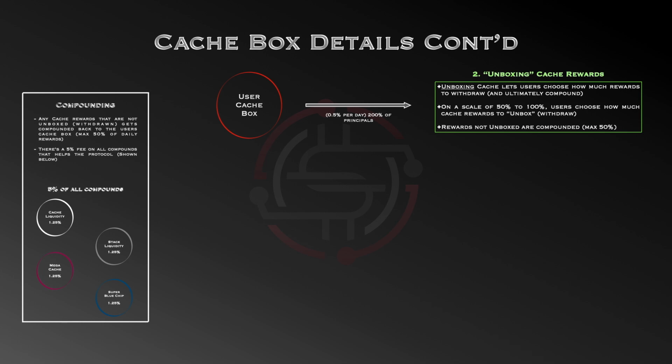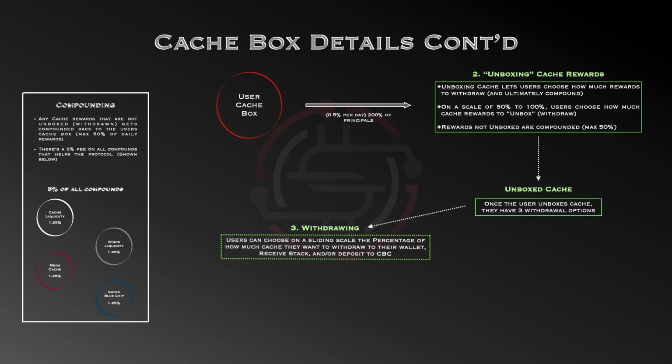So now let's talk about what happens with the unboxed cash. Once a user unboxes cash, they'll have three withdrawal options. They can withdraw their cash directly into their wallet at a 5% fee. And of that 5% fee, half goes to cash liquidity and the other half goes to stack token liquidity.